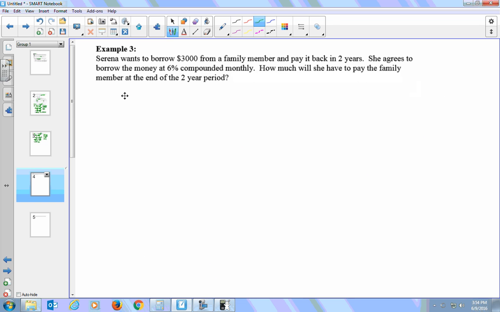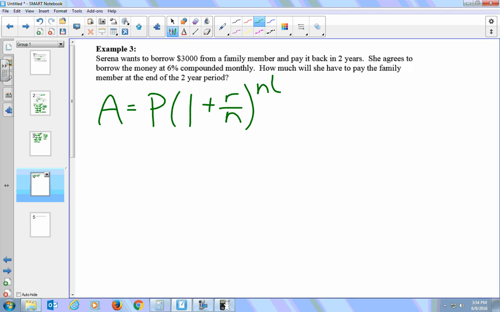Serena wants to borrow $3,000 from a family member and pay it back in 2 years. She agrees to borrow the money at 6% compounded monthly. How much will she have to pay the family member at the end of the 2-year period? Okay, so let's write out our formula. And let's line up the variables that we need to know.